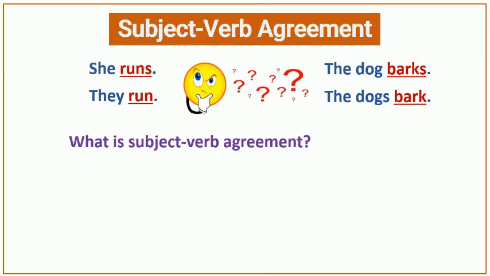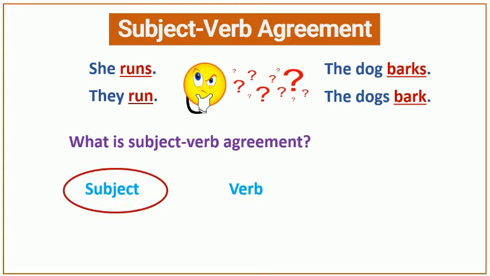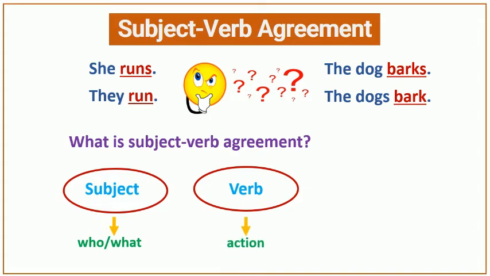What is subject-verb agreement? We all know that a sentence is a group of words. The words belong to different parts of speech and they have their own role in a sentence. They work together to give a meaningful idea. As we are talking about subject-verb agreement, let's see how the subject and verb work together in a sentence. The subject is who or what the sentence is about. Verb says what the subject does.